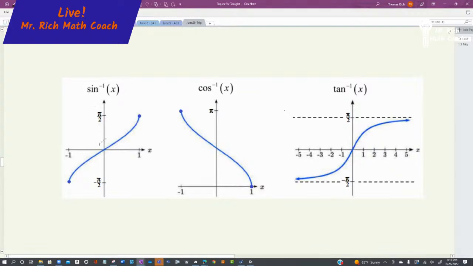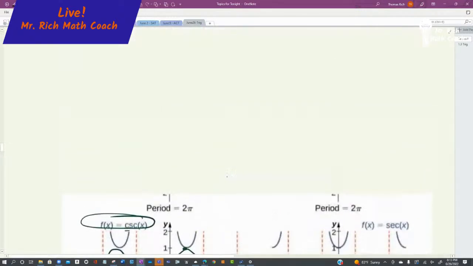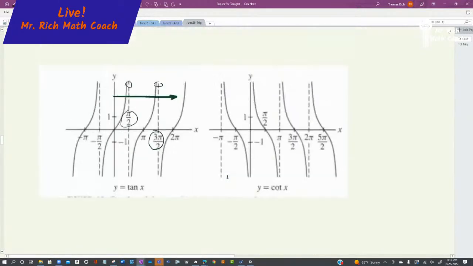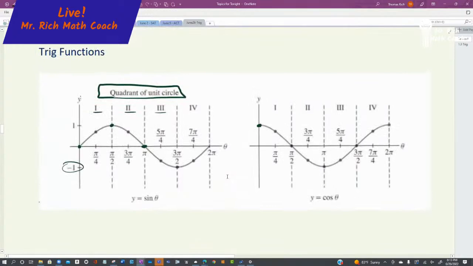So its domain is going to be negative 1 to 1 on both sine and cosine, because that is the range on its reciprocal, the sine function. So just to remind you, let's go back up here to the graph of sine.